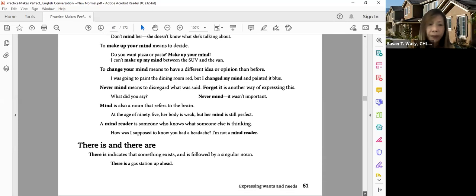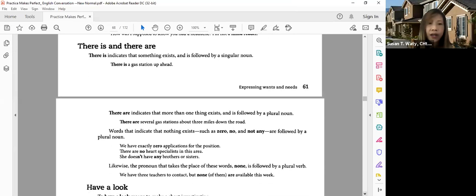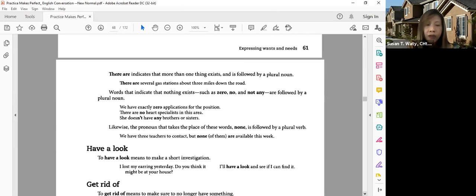Now we have the words there is and there are. There is indicates that something exists, and it's usually followed by a singular noun. There is a gas station up ahead. Now, there are also indicates that something exists, but it is followed by plural nouns. There are several gas stations about 3 miles down the road. Those are the words to indicate that something exists, either there is or there are.